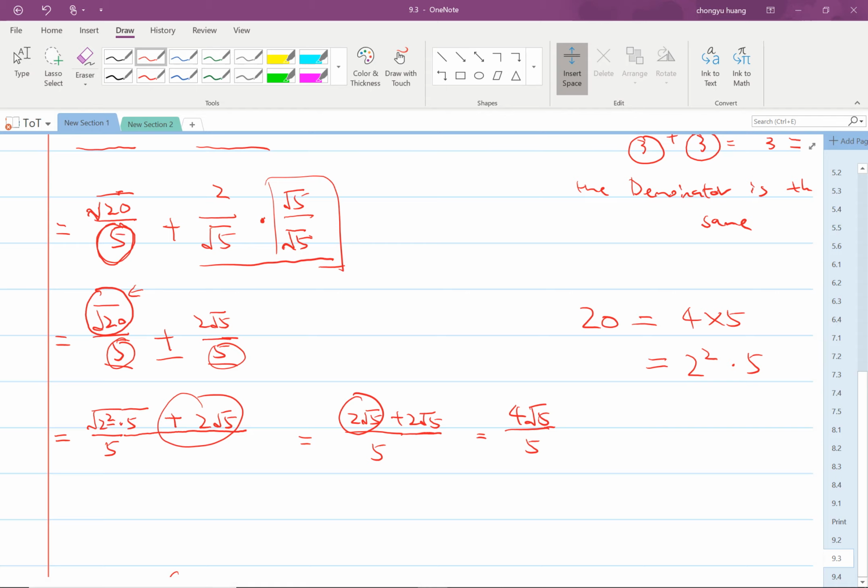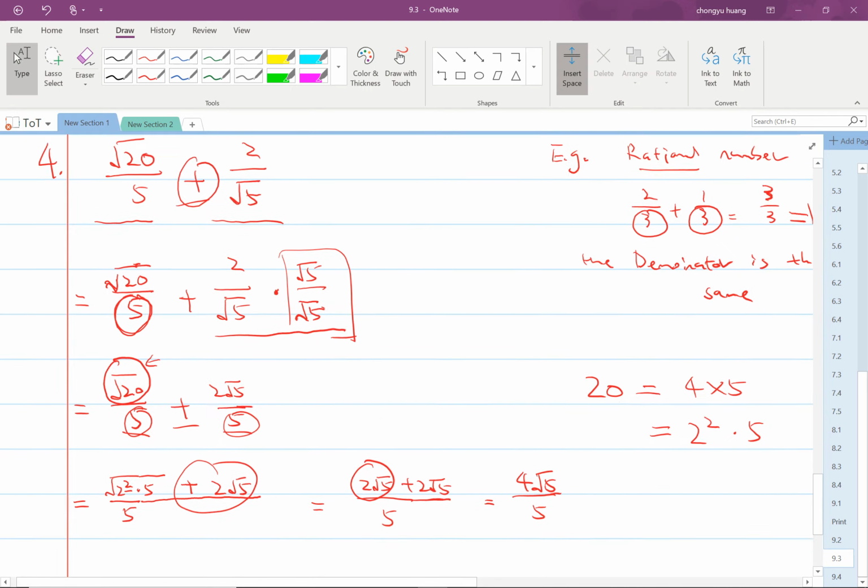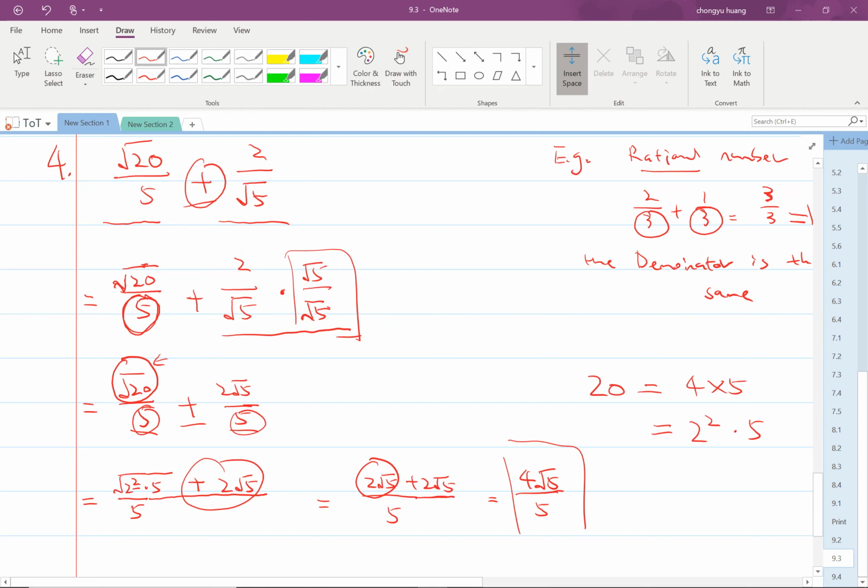Now you take a final look. Are you able to simplify more? And the answer is no. You are not able to simplify more than that. So this is our final solution for this question 4.